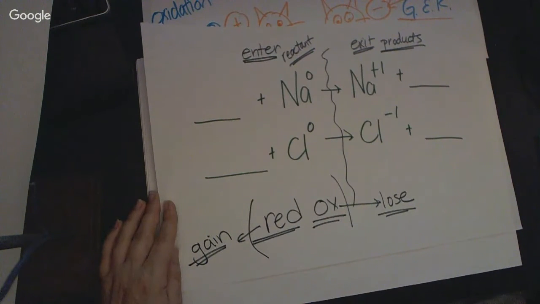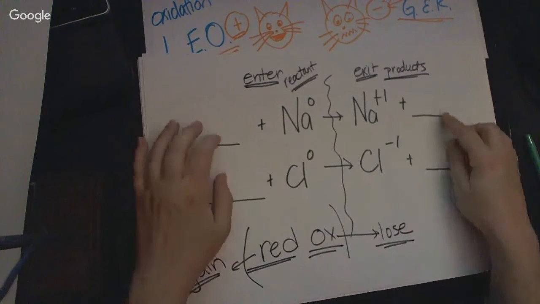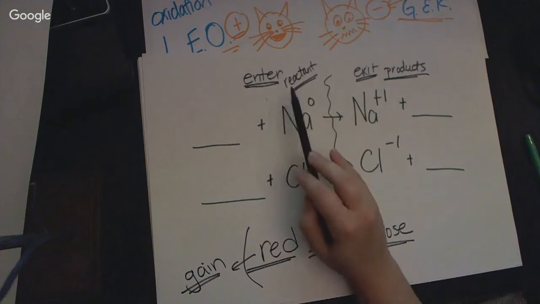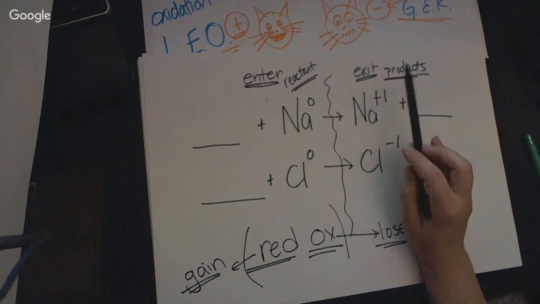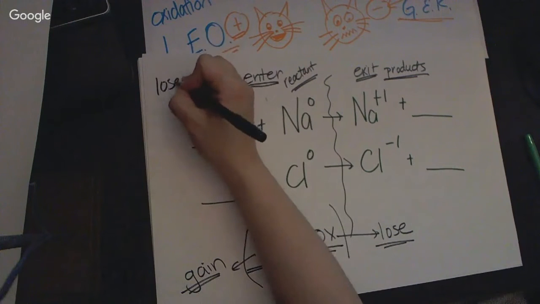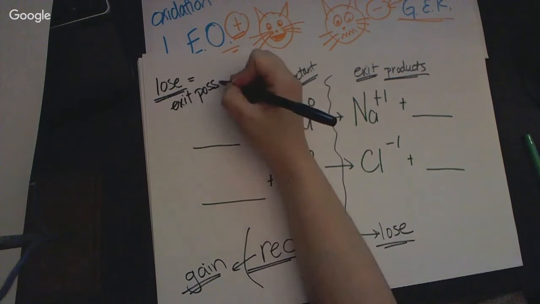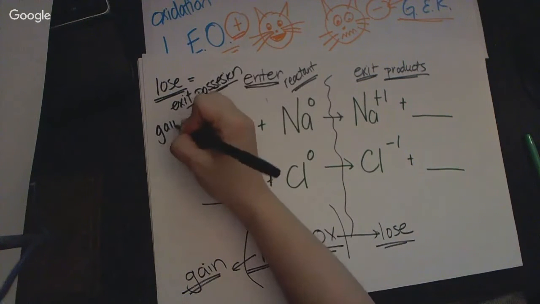So back to this, when I do my half reactions, I like to put spots on either side because it shows me where all the electrons could possibly go, and it's almost like a self-check. On this side, these are the things that are entering, which I call the reactants because they're entering the reaction, whereas when they exit, it is going to be your products. So when you lose something, it is exiting your possession. Like, I lost my car keys. They're out of my possession. I don't know where they are. Whereas when you gain something, it enters your possession.